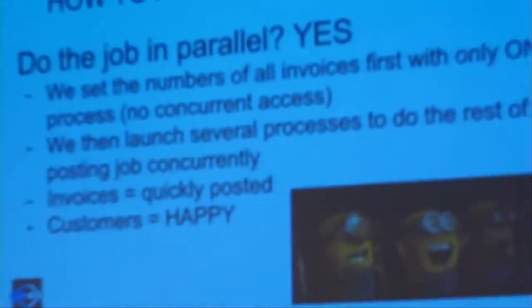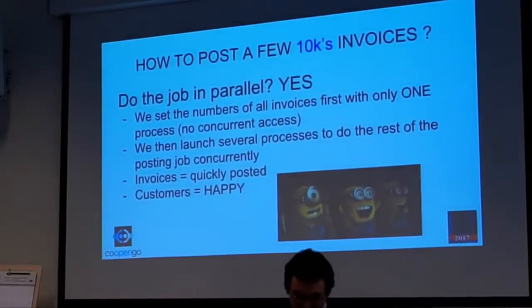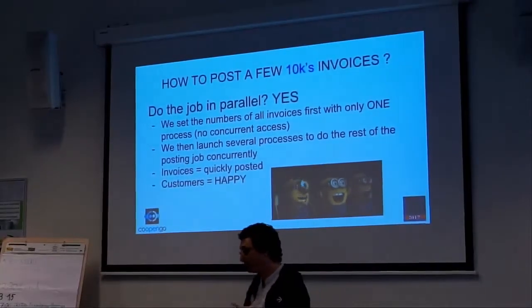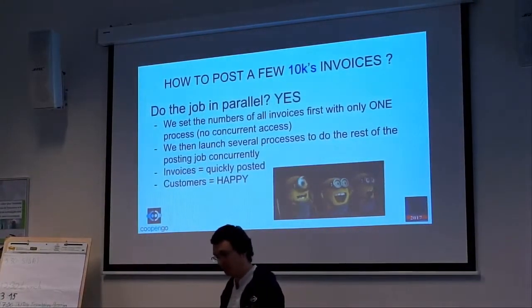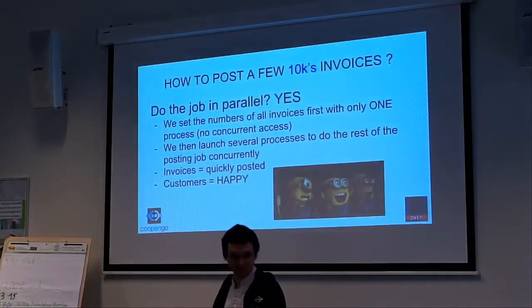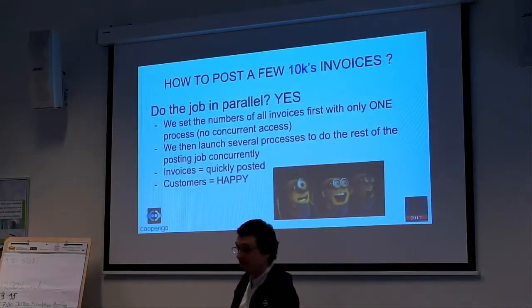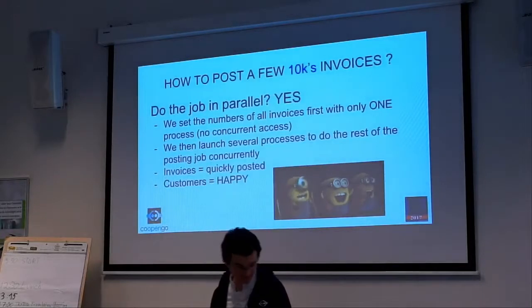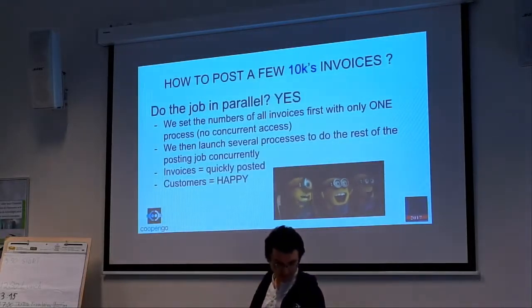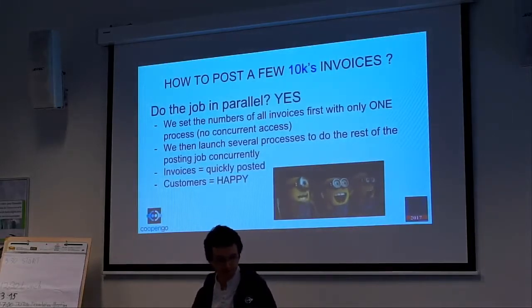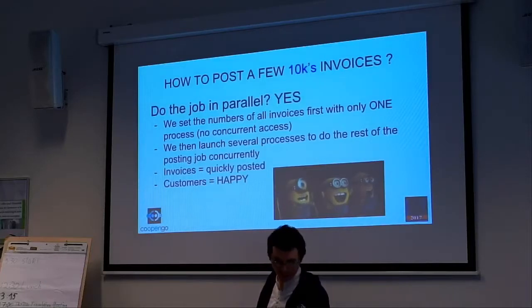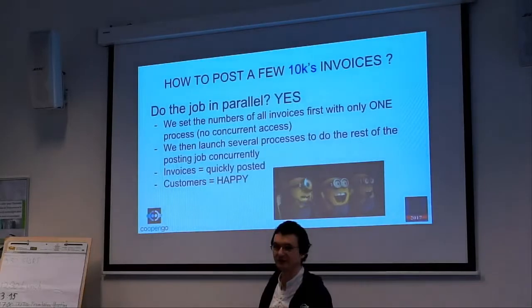So with only one process, one trytond process, we call set number on all the invoices. With only one process, there is no concurrent access problem. So using this method, we can post many thousand invoices quickly enough. Am I being clear? Is everyone following? Yeah.